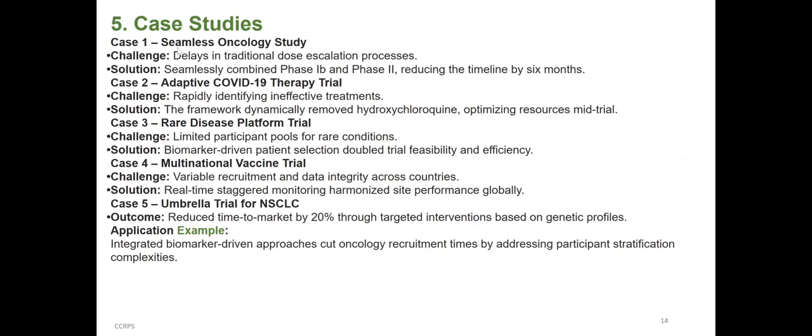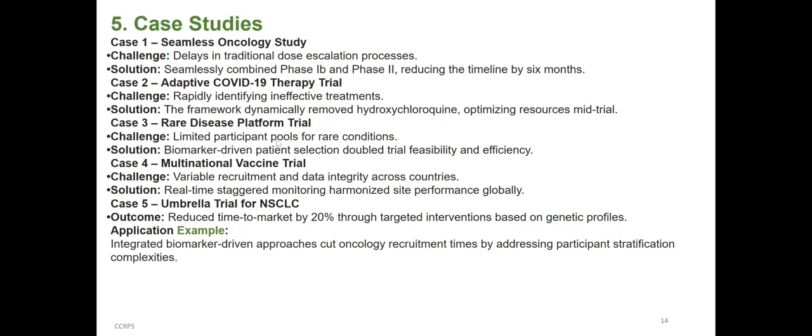Case studies. Case 1, seamless oncology study. Challenge: delays in traditional dose escalation processes. Solution: seamlessly combined phase 1b and phase 2, reducing the timeline by 6 months. Case 2, adaptive COVID-19 therapy trial. Challenge: rapidly identifying ineffective treatments. Solution: the framework dynamically removed hydroxychloroquine, optimizing resources mid-trial.